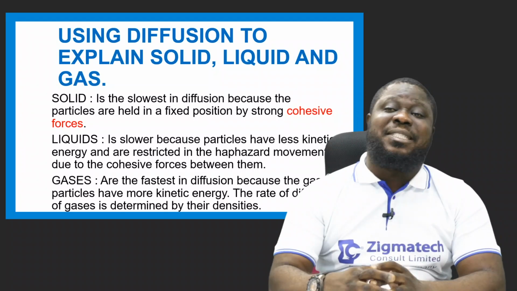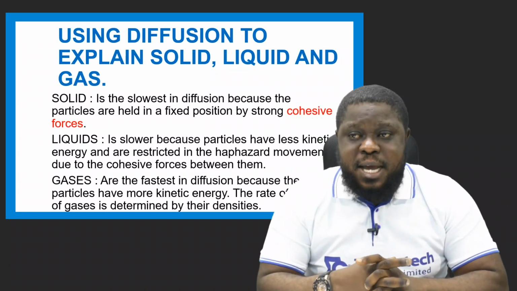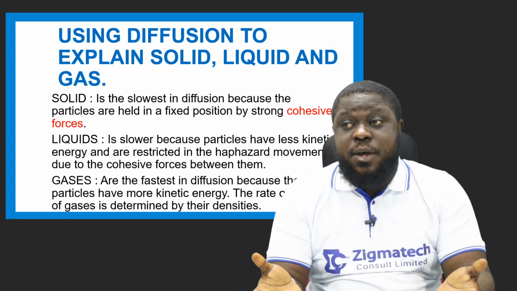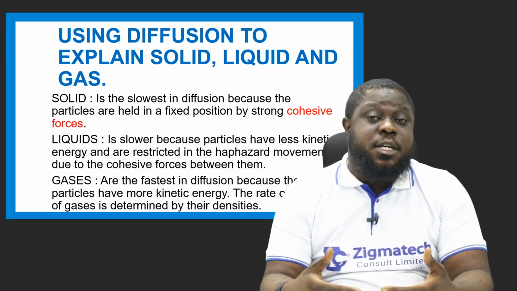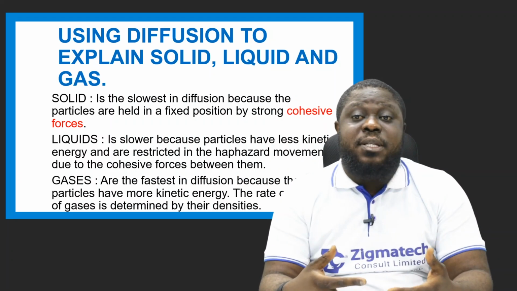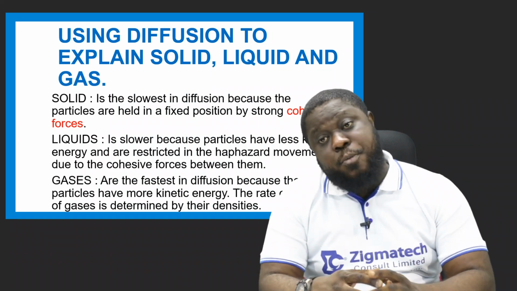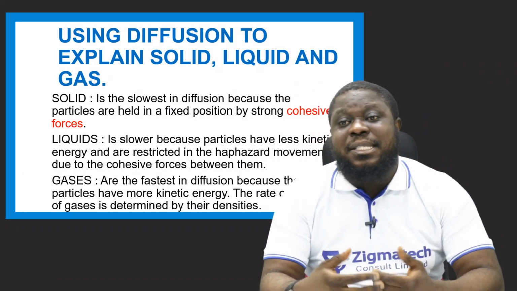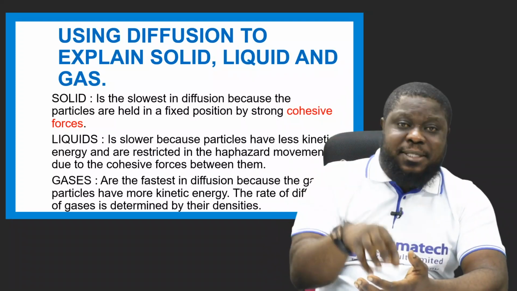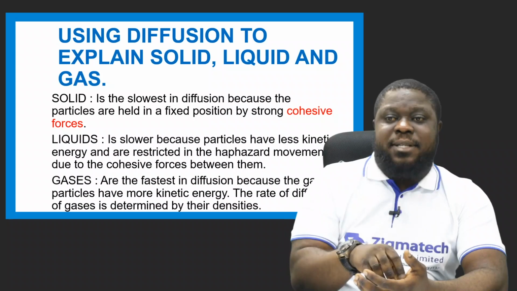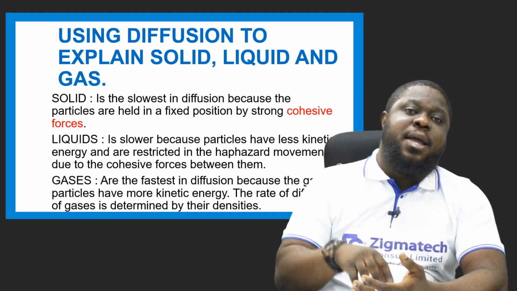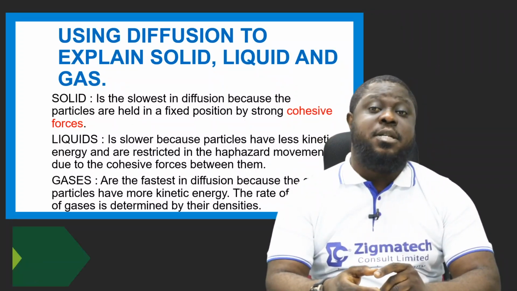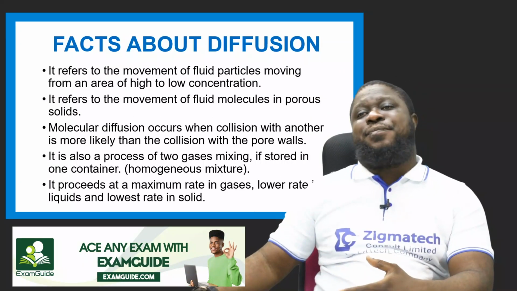Now for gases, gases are the fastest in diffusion because the gas particles have more kinetic energy. The rate of diffusion of gases is determined by their densities. I just explained that for you: these gas molecules do not have the same mass and they occupy the same volume. That is why they don't move with the same speed, because one is bigger than the other. So it is determined by their densities, by their mass and by the volume they can occupy. That is how they make their movement. Why? Because they have random movement and the highest kinetic energy.